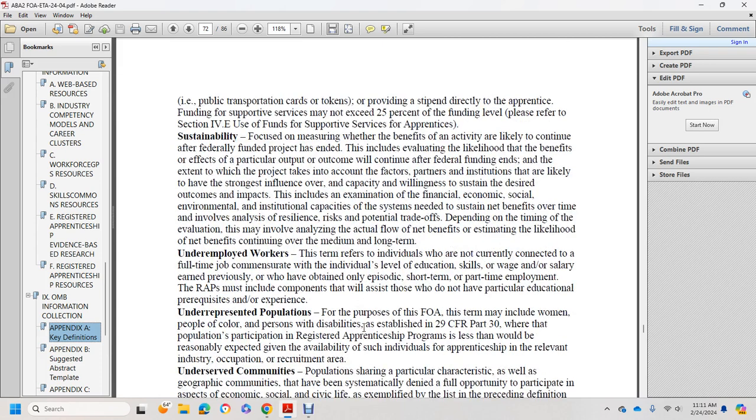Underemployed workers. The term refers to individuals who are not currently connected to a full-time job, or who are employed at a level below their education, skill, or the job wage or salary earned previously, or who have had episodic, short-term, or part-time employment. Registered apprenticeships that include these components will assist those who do not have particular educational prerequisites or experience.